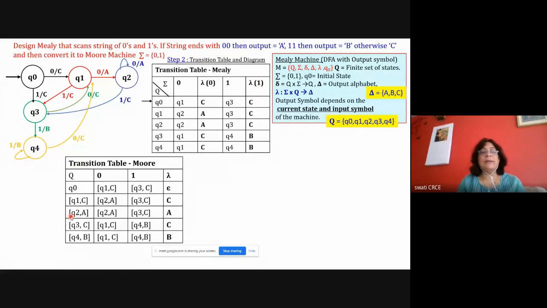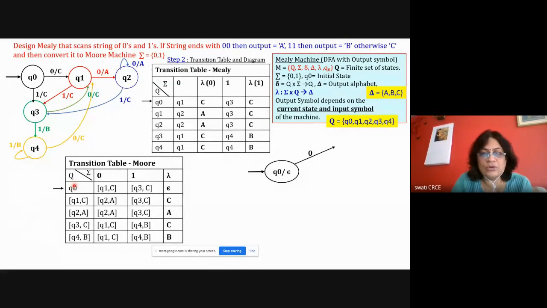Okay, so I'm repeating again: for designing a Mealy machine and converting it to a Moore machine, first you design the Mealy machine, draw the table of the Mealy machine, convert the table of the Mealy machine into the Moore transition table, and from the table you draw the diagram. Now I'm drawing the diagram.